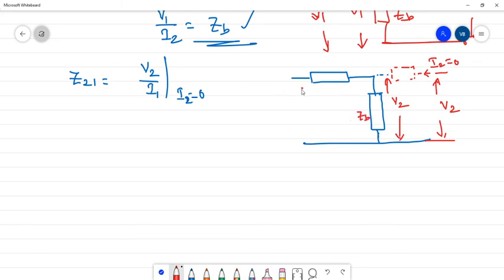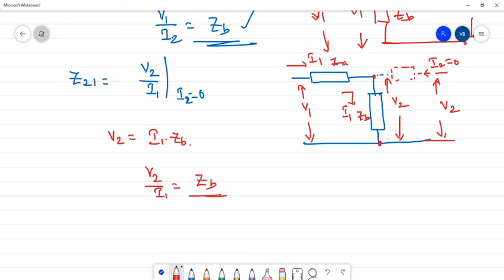So this is ZB, and here we are going to get V1, and here the current is I1, and this is ZA. So what is V2 here? V2 is the potential difference across the ZB. How are we going to get the potential difference across ZB? The current that passes through is I1. So we can write V2 is equal to I1 into ZB. So what we need to calculate is V2 by I1, and V2 by I1 is equal to ZB. So Z21 is also ZB.